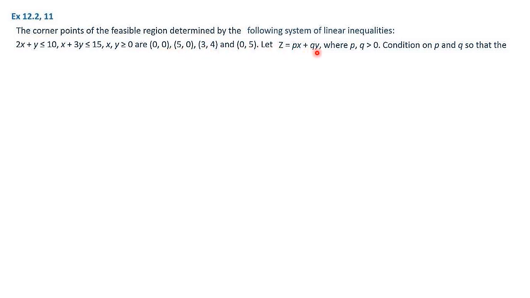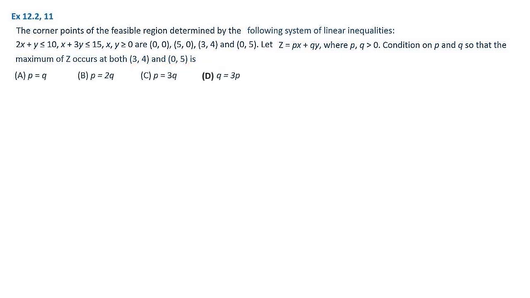Let z is equal to px plus qy, where p comma q greater than or equal to 0. The condition on p and q so that the maximum of z occurs at both (3, 4) and (0, 5) is. Four options are there: p equal to q, p is equal to 2q, p is equal to 3q and q is equal to 3p. So here the corner points of the feasible region.